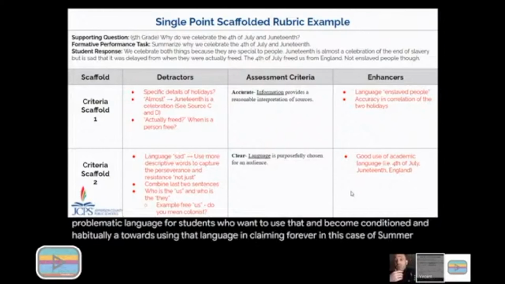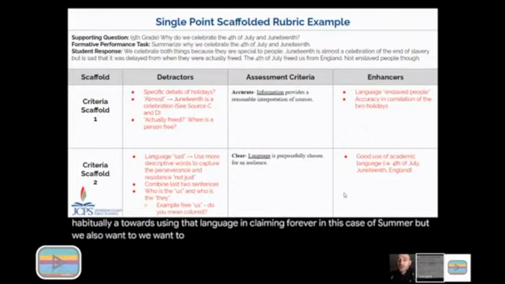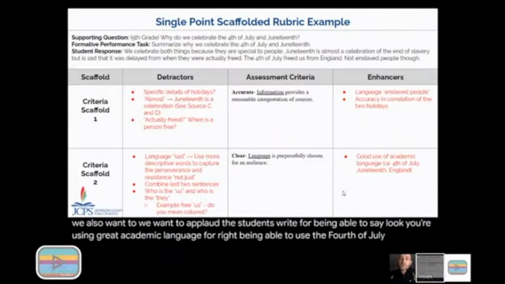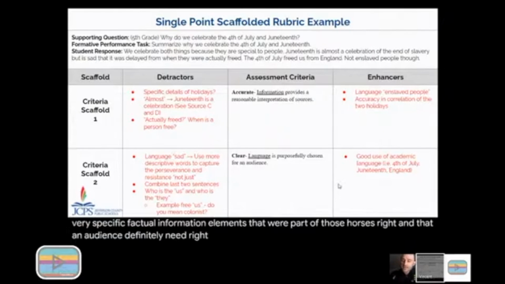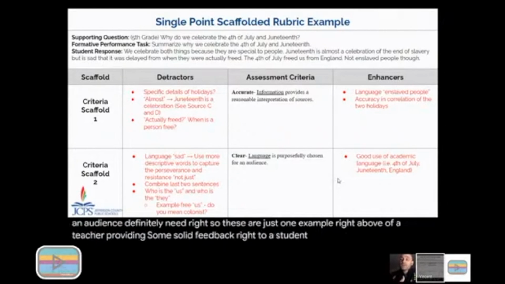But we also want to applaud the students, right, for being able to say, look, you're using great academic language, right? Being able to use Juneteenth, being able to use England, being able to use the 4th of July. Those are very specific factual information elements that were part of those sources, and that an audience would definitely need. So this is just one example of a teacher providing some solid feedback to a student, so that they can then shift their understanding over time.